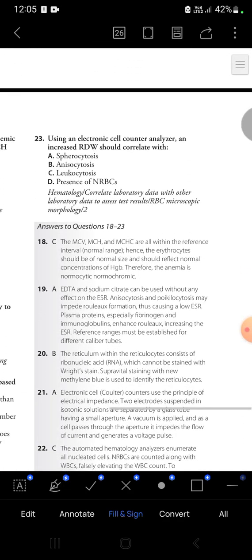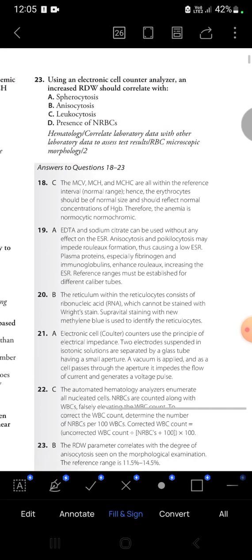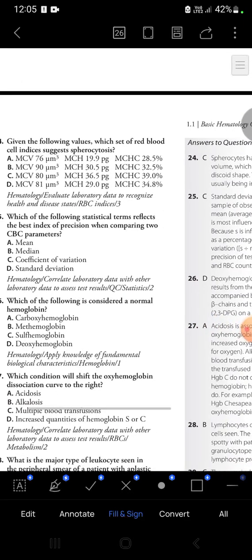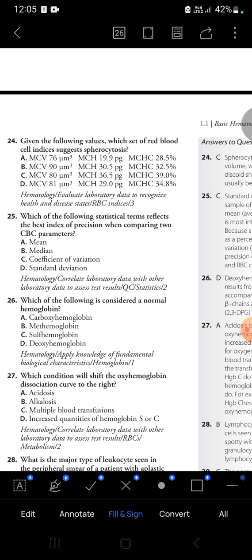Using an electronic cell count analyzer, an increased RDW should correlate with anisocytosis, because it determines the size. Spherocytosis determines the shape. Given the following values, which set of red blood cell indices suggests spherocytosis? The answer is C.